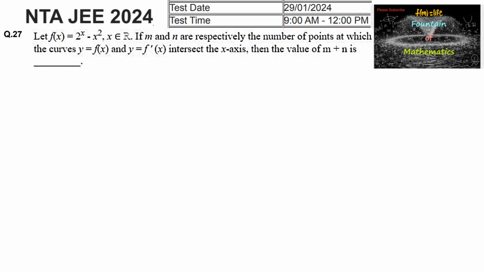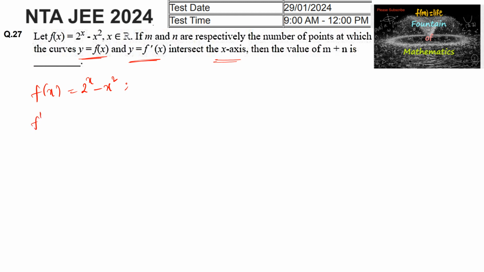Let f of x be equal to 2 power x minus x square, where x is a real number. If m and n are respectively the number of points at which the curves y is equal to f of x and y is equal to f dash of x intersect the x-axis, then find the value of m plus n.